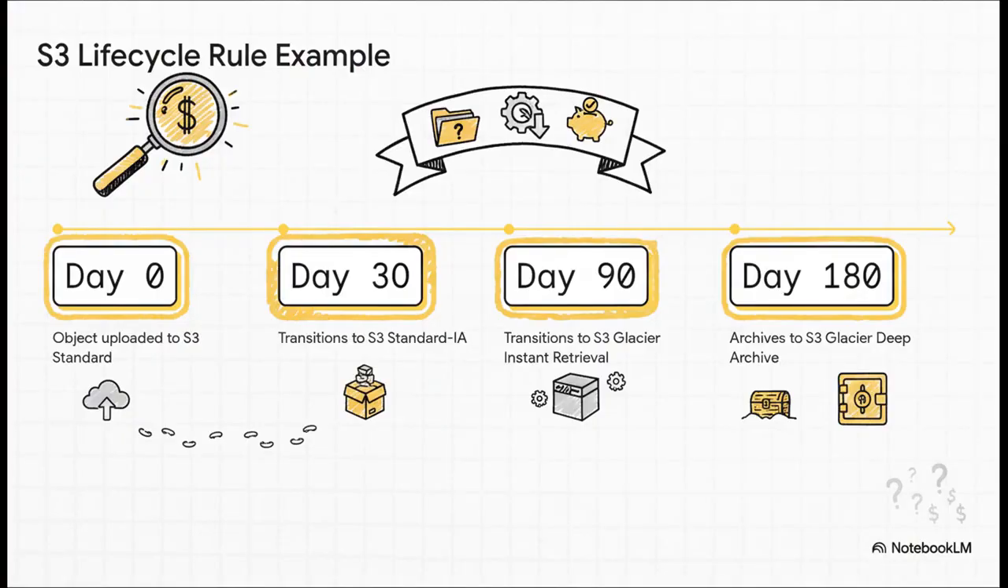You basically set up a policy once, and it automatically moves objects over time. So for example, an object can start out in S3 Standard on day 0. Then after 30 days, boom, it automatically transitions to a cheaper infrequent access tier. After 90 days, it moves again, and maybe after 180 days, it ends up in deep archive storage. All of this happens without you having to lift a finger.